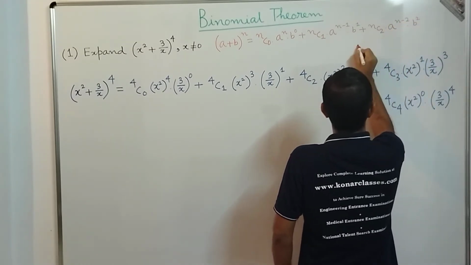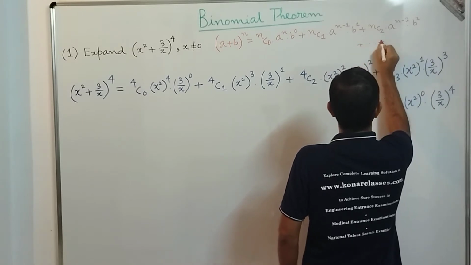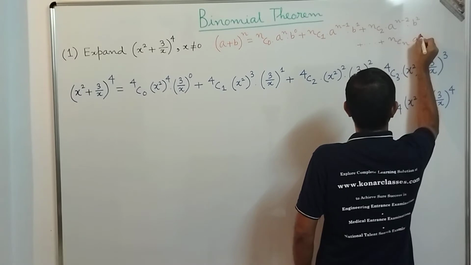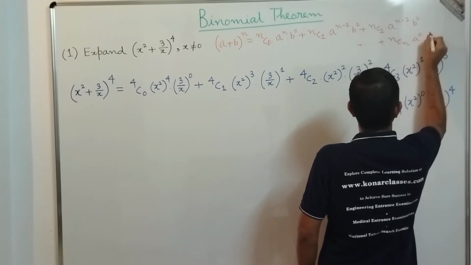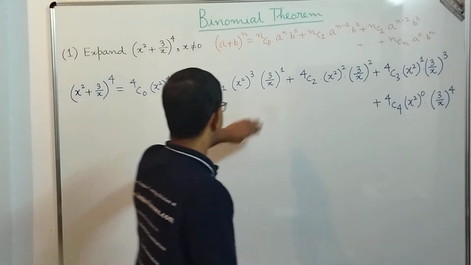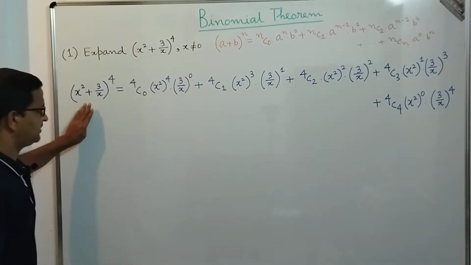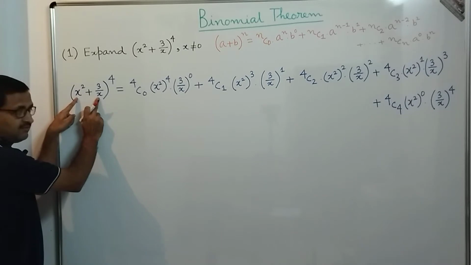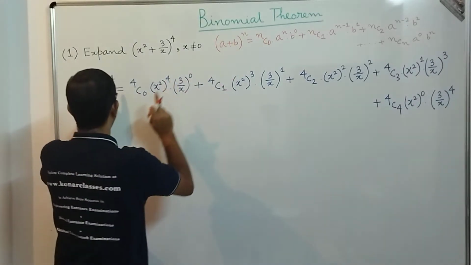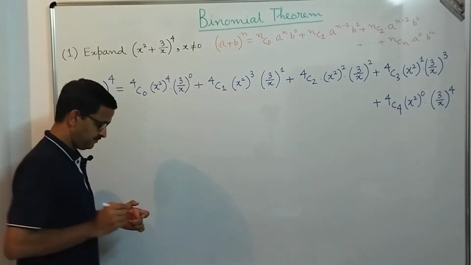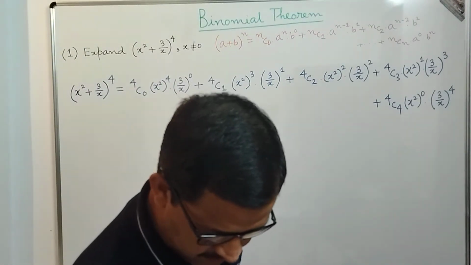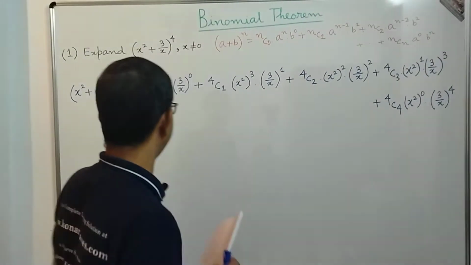In that way it will continue till the last term, that is ncn into a power n minus n, that is 0, into b to the power n. So exactly in this specific example, the value of a is x square and the value of b is 3 by x and the value of n is 4, and we proceed with this one. Now we need to simplify it. This simplification is very straightforward algebraic simplification.